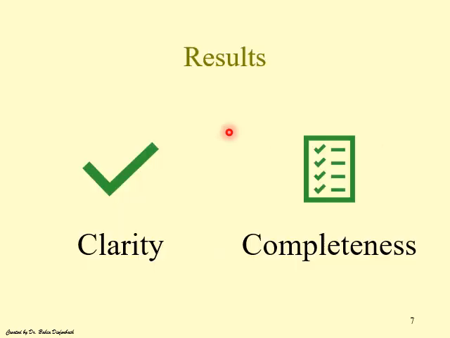Then comes the results. In the results, we look at clarity. Were the findings clearly reported? You discuss and describe the results clearly. And completeness, was there any incomplete analysis? And if so, you have to explain the reasons. Why was it incomplete?